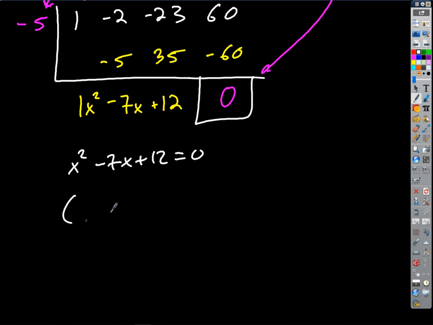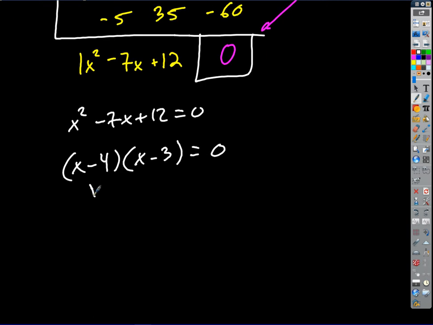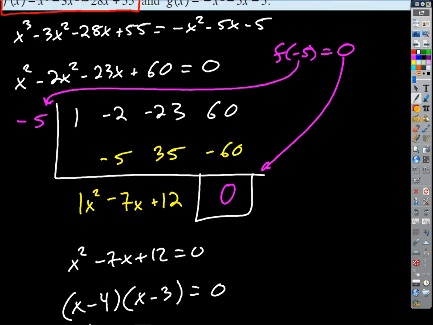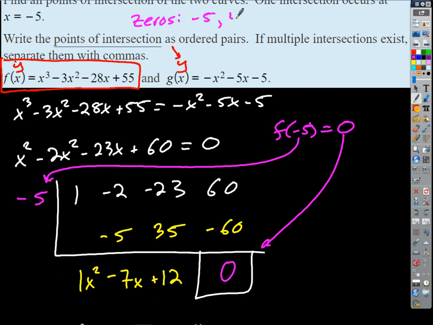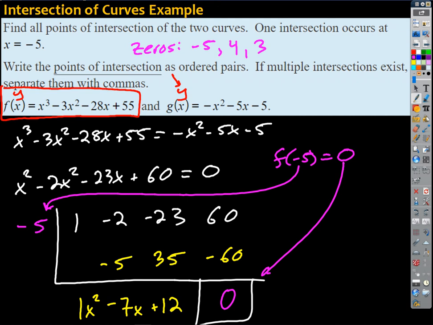So that's going to factor into what? X plus 4 minus 4. Okay, and so my other solutions, my other zeros are x equals 4, x equals 3, right? So there are my zeros. And then, if I wanted to answer this correctly, if I want to find the points of intersection, I would have to plug all those back into which one?